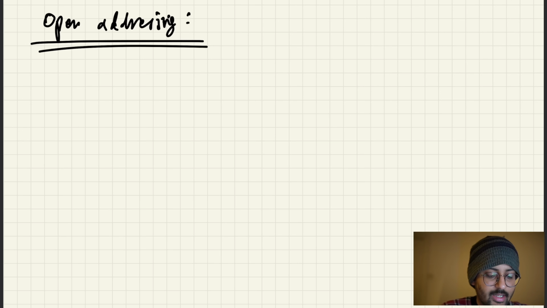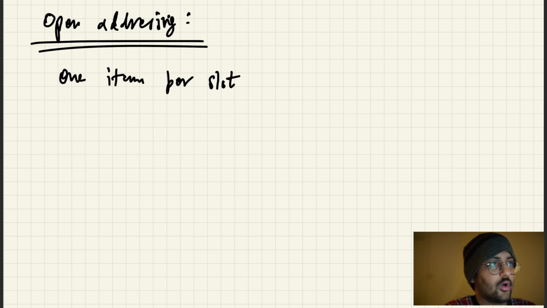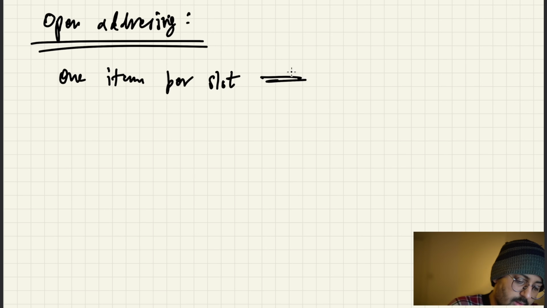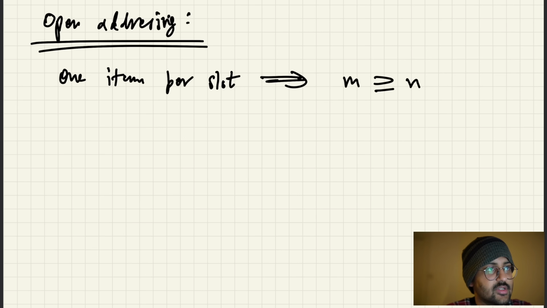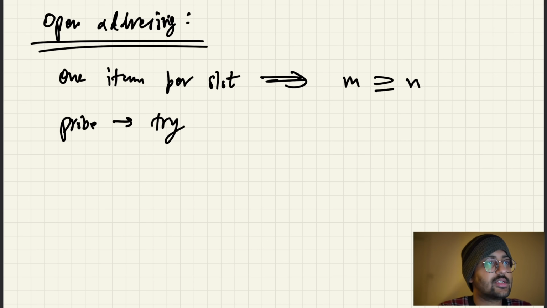So the idea here is only one item per slot. So the size should be greater than or equal to the number of items. What the hash function is going to do is probe. Probe basically means it's going to try to insert an item.